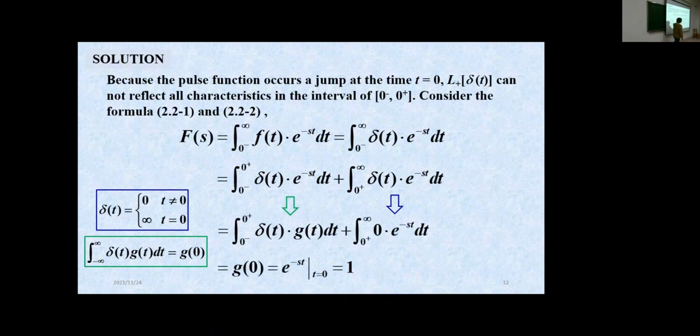g(0) equals e to the power of -st, at the special point t equals 0. Then let t equal 0 here, then how about this whole thing? This one. So you see the Laplace transform of the unit pulse function is just this. The result with the red line, you should memorize.